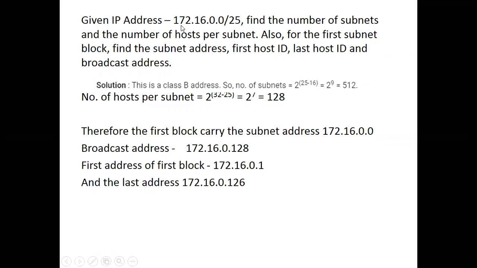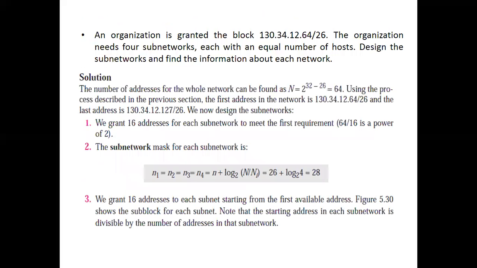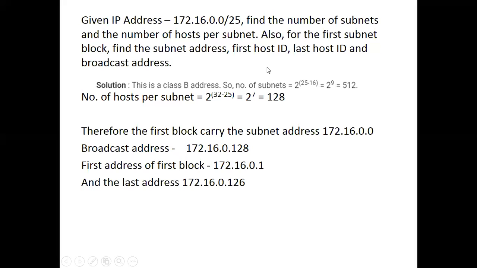So come to the point again. Take the IP address 172.16.0.0. Since the given IP address is in between 128 to 191, therefore this network address belongs to class B, and therefore you have n is equal to 16. Everybody knows that n is equal to 16 for class B.